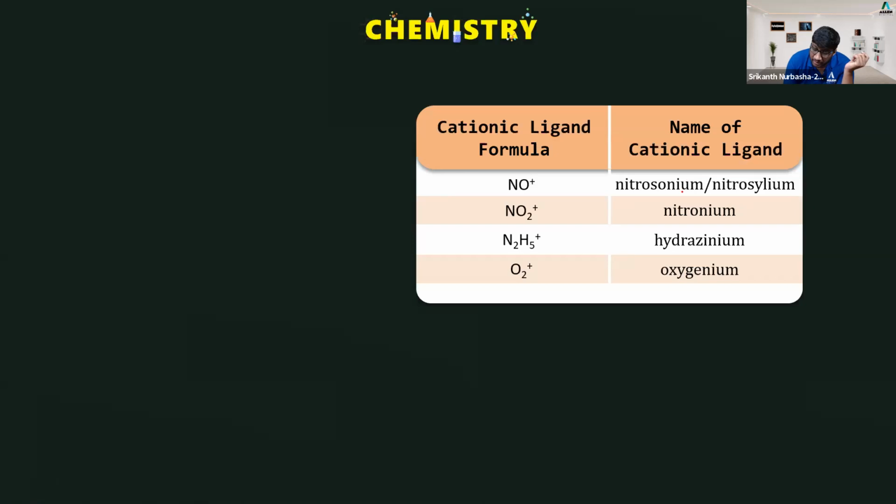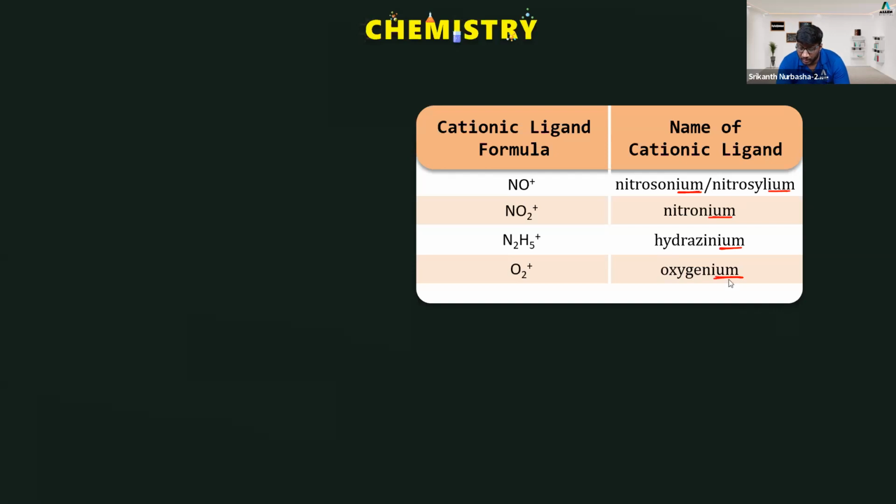Here you have to deal with "ium". Nitrosonium: NO plus is nitrosonium or nitrosylium. NO2 plus, nitronium. N2H5 plus, hydrogenium. O2 plus, oxygenium. Write down this.